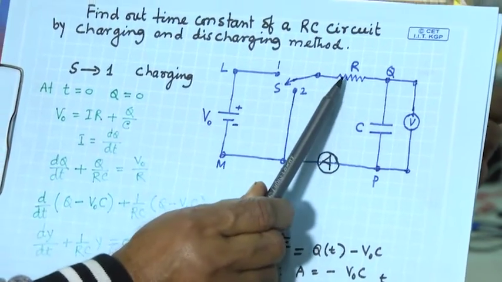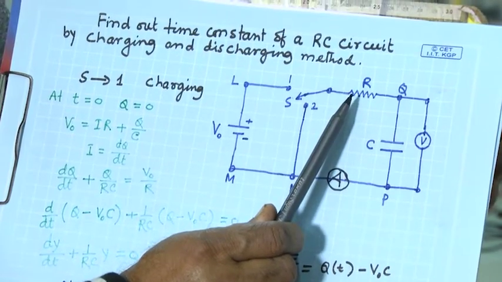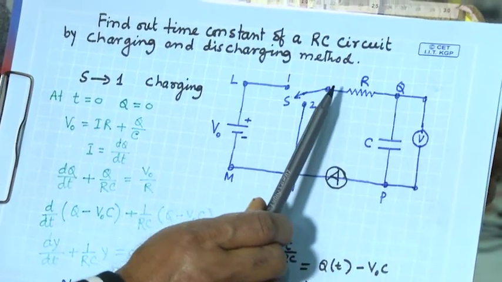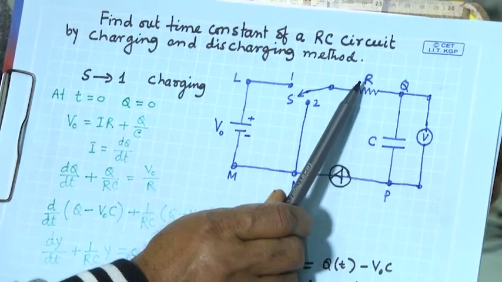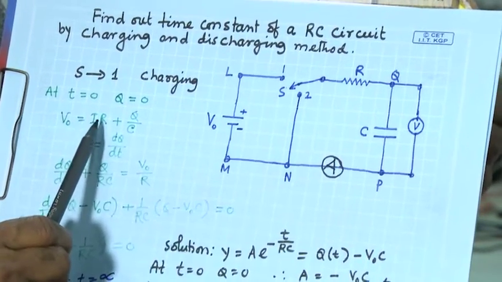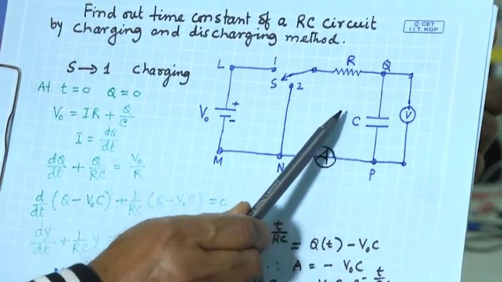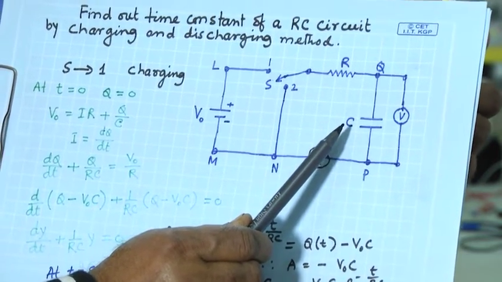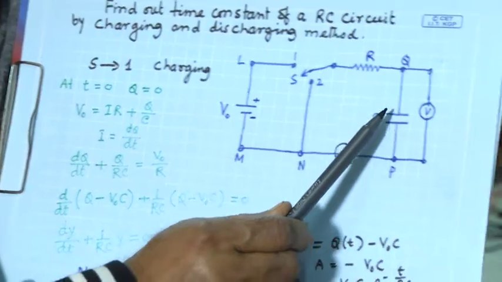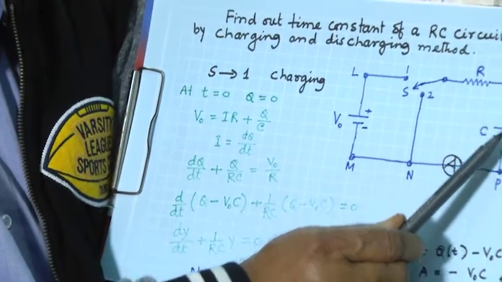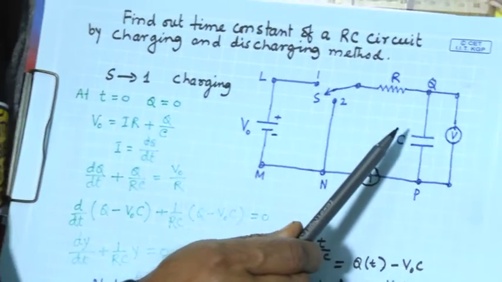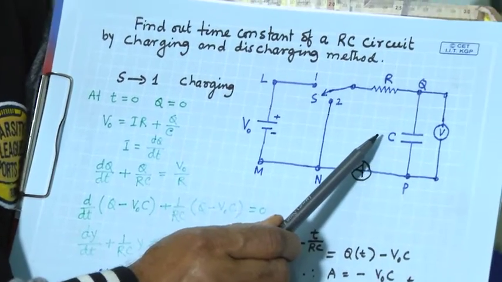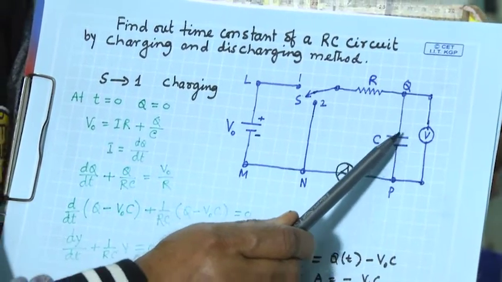So, the voltage drop across the resistance: if the current in this circuit is I, then the voltage drop across the resistance is IR, and the voltage drop across the capacitor will be Q by C. If charge Q is accumulated in this capacitor and C is the capacitance, then Q by C will be the voltage drop across this capacitor.